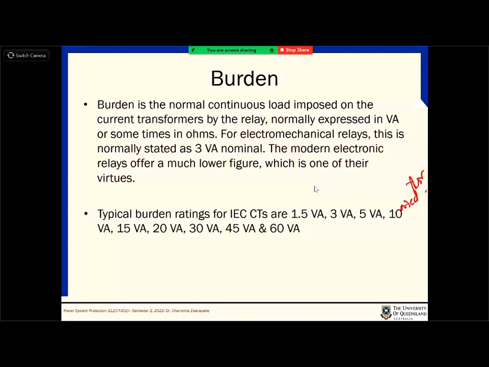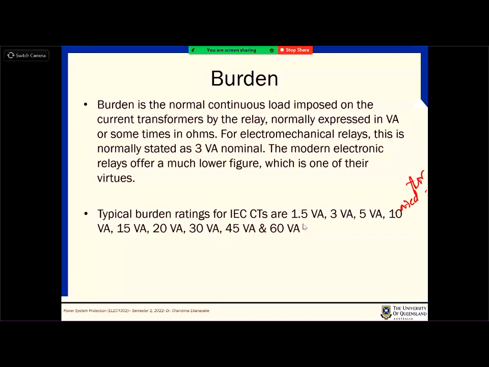Pardon? Why do the low VA ones exist in your typical CT? Is that just a cheap design, or are they...? No. See, that depends. That depends on the system requirements, and also the cost. Right? When you go with the higher VA, they're expensive.